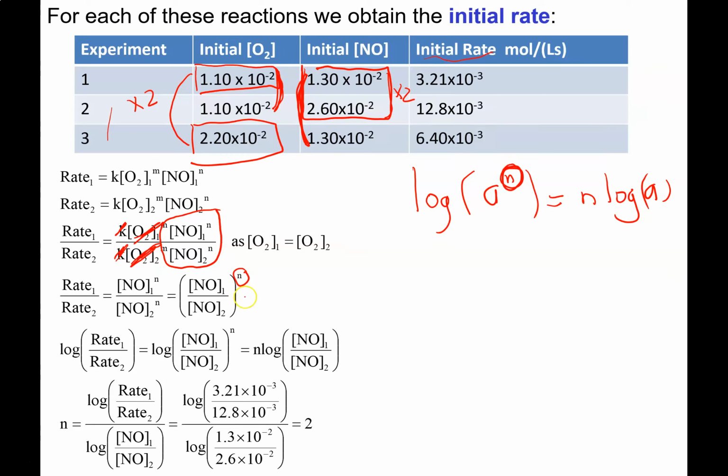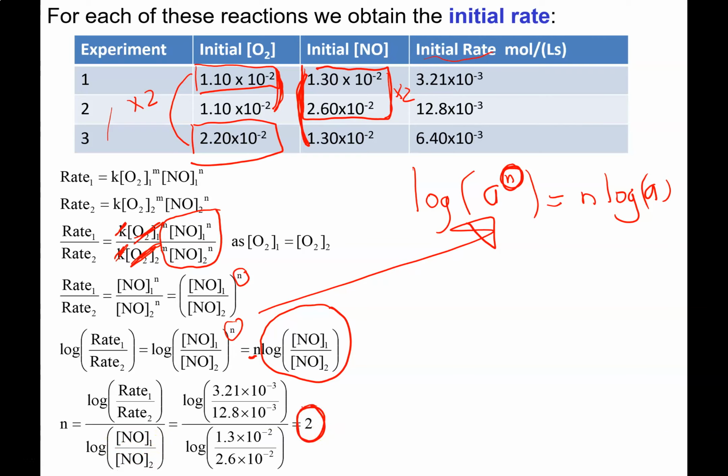So what I'm going to do now is take logs of both sides of this guy. So log of rate 1 on rate 2 equals log of NO in 1 over NO in 2, all raised to the power of n. And then I apply my log rule, and I can bring the n out the front. And that's really cool because what it means is I can now solve for n just by division. So I'm going to divide both sides by that term there. So log of rate 1 over rate 2 divided by log of NO in experiment 1 over the concentration of NO in experiment 2. And I put all those numbers in, and what do I get?